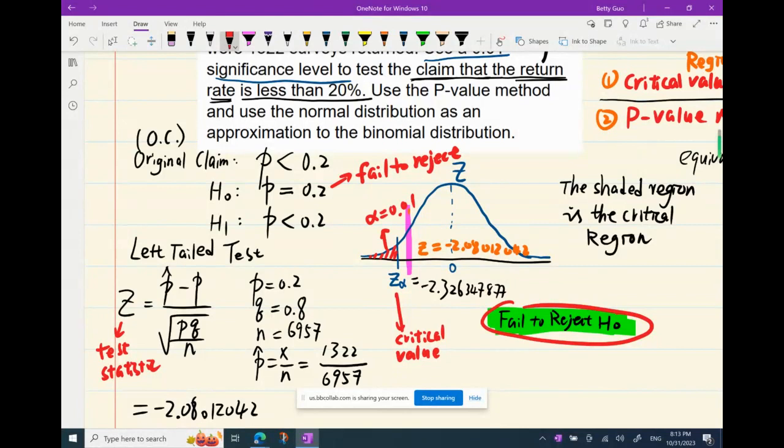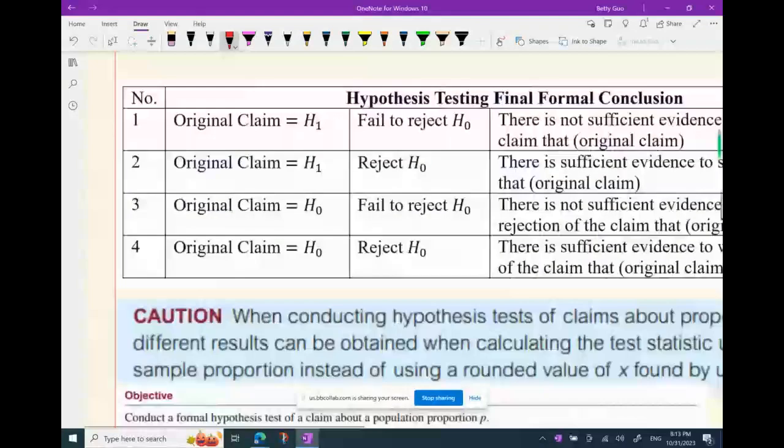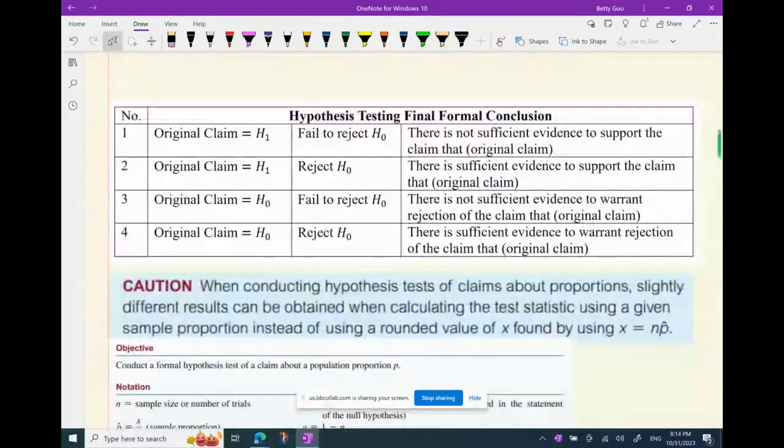All right? So when you go to MyLabMath and do the homework, the last step always is to make the formal conclusion. I have a table for you here. Years ago, the older version of the Triola book had the table. I actually typed this table. I couldn't find my original note from years ago, and the new version of the book did not have the table. They have a flow chart, and I do not like the flow chart, so I made the table.